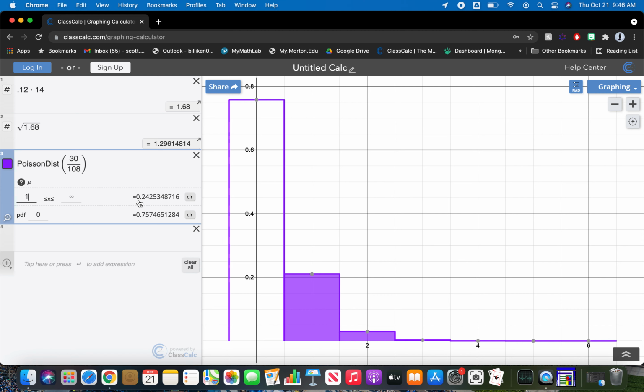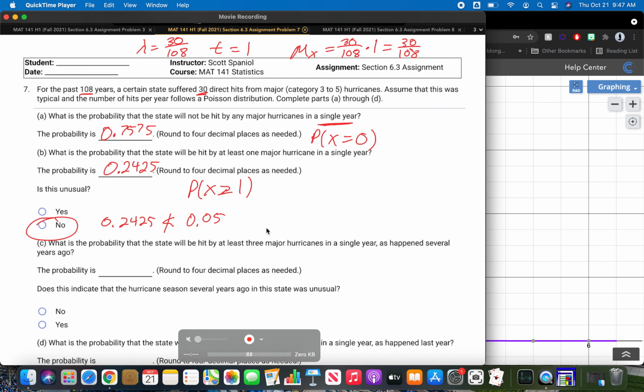Sorry, 0.05. So 0.2425 is not less than 0.05. So therefore, that would not be unusual. So it wouldn't be unusual for this state to get hit by a Category 3 to 5 hurricane in a given year. Okay. Oh, sorry, you can't see what I wrote. So yeah, so the answer is no because 0.2425 is not less than 0.05.